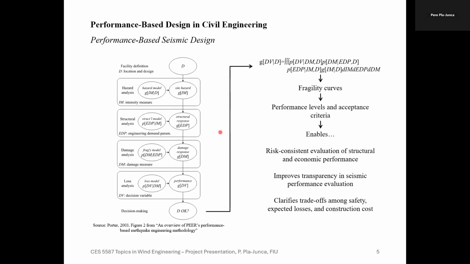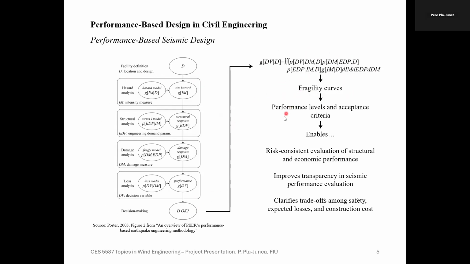What you see on the screen is essentially a developed description of the chain that I introduced in the previous slide. It has 4 modules: the hazard analysis module, the structural analysis module, the damage analysis module, and the loss analysis module. They are all 4 related through a probabilistic relationship that is based on conditional probabilities, as you can see on the screen. This relationship between the 4 analysis modules allows for the development of bridge-related curves.